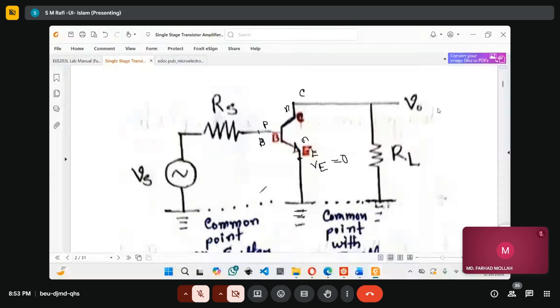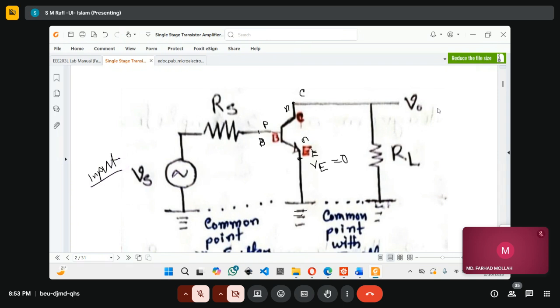Now we have only two options left. One terminal is connected to ground, so we have two options: the base and the collector. On one terminal we'll connect the input, and on the other terminal we'll collect the output. The common practice is to apply the input here. So this is our input signal.